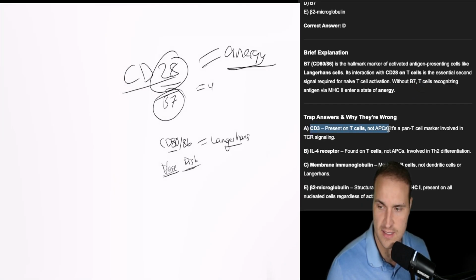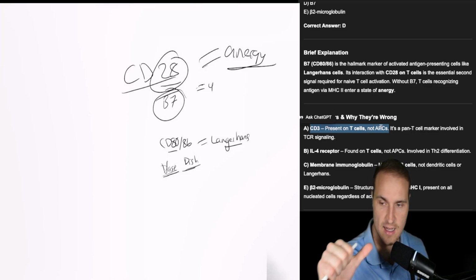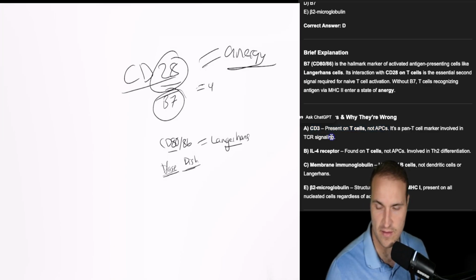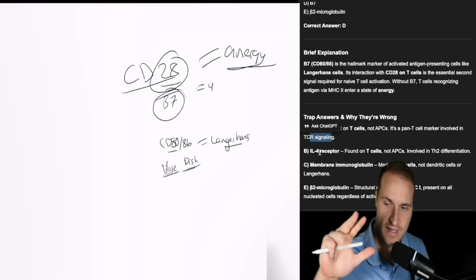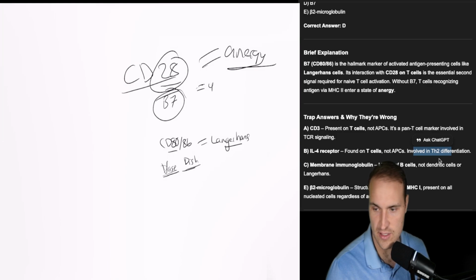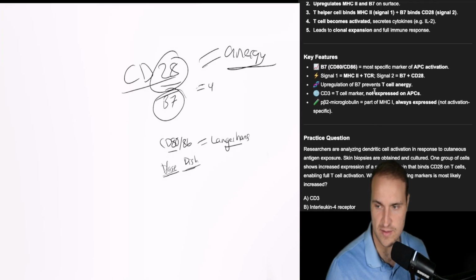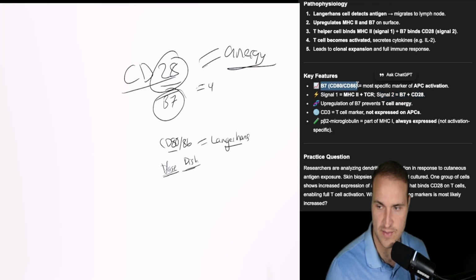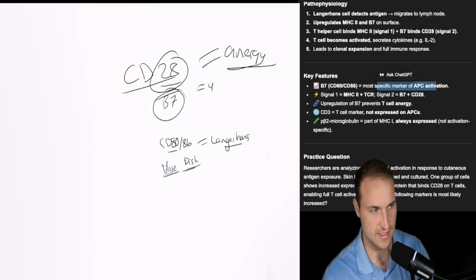Why are these wrong? CD3 is present on T cells, not antigen-presenting cells. It's a pan T cell marker involved in TCR signaling. The other option found on T cells would be IL-4 receptors involved in Th2 differentiation, and beta-2 microglobulin is a structural component of MHC, regardless of activation. So you need both B7 and CD28. Here it is: signal 1 is the MHC and the TCR, and signal 2 is B7 and CD28. It's like you need 2 launch codes before you can really take this thing off. And B7 is very specific for antigen-presenting cells.